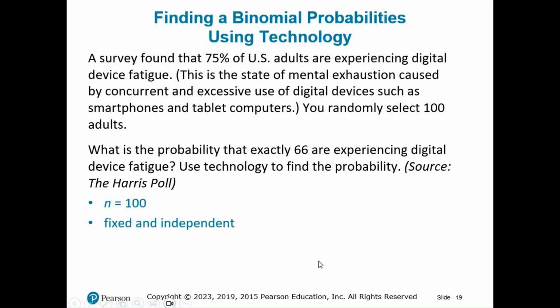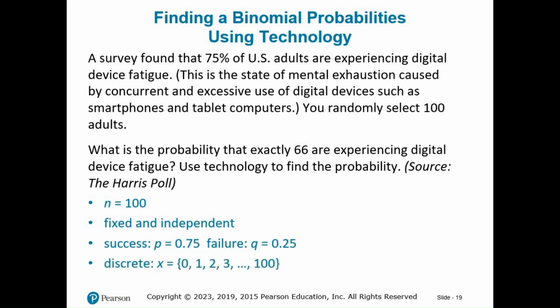Yes, either someone is experiencing it or they are not. And they have given us a percentage of 0.75. So that would mean that the failure rate is Q equals 0.25, because that is 1 minus 0.75. Is the random value discrete? Can I list the number of successes? Yes, it can be anywhere from 0 to 100.